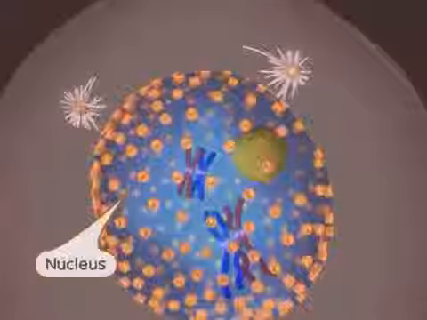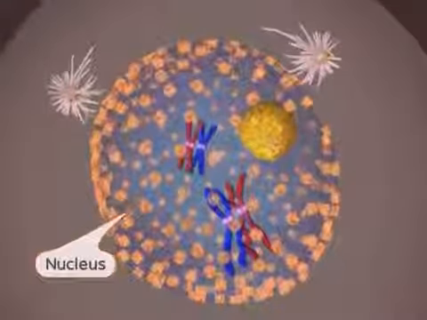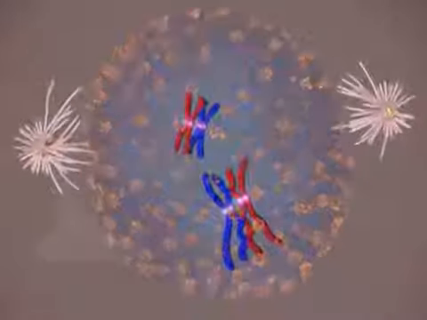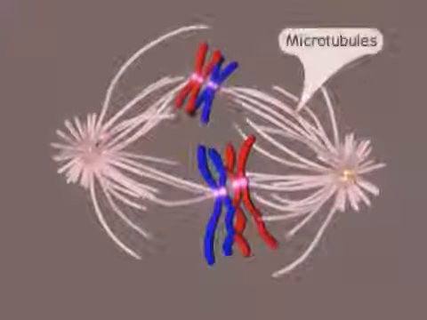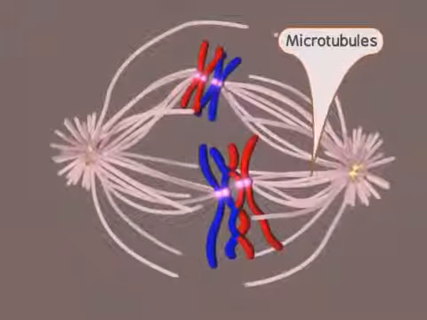There are several more key steps in prophase I. The nuclear membrane begins to break down. Then, the two centrosomes migrate to opposite ends of the cell and microtubules appear. The microtubules then attach to the chromosomes.